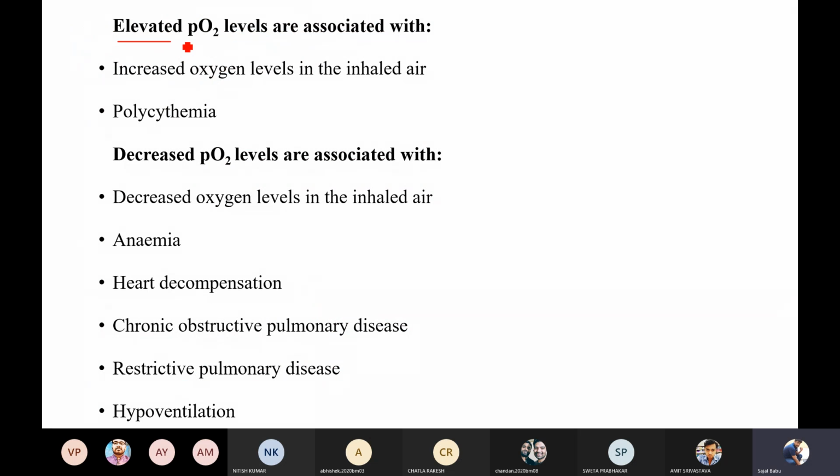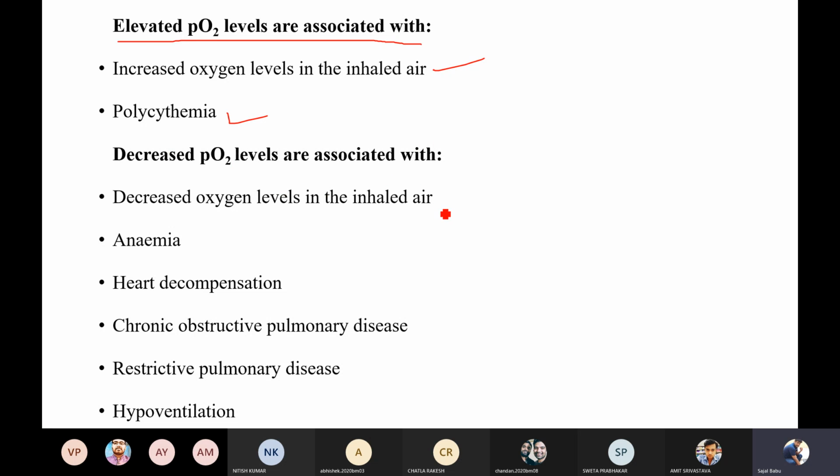So let us see the elevated PO2 levels. What are the reasons that increase the PO2 levels in the body? If there are increased oxygen levels in inhaled air, if you are inhaling air that has more oxygen, then the PO2 will increase. Also polycythemia. You have to see what is the meaning of this polycythemia. And what is the reason for decreased PO2 level?